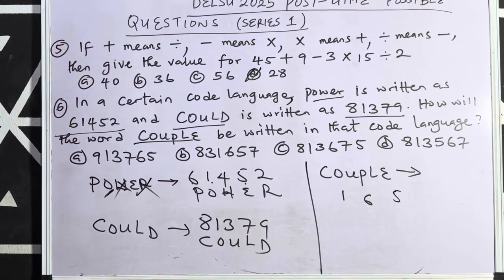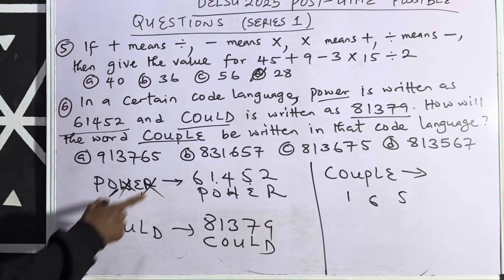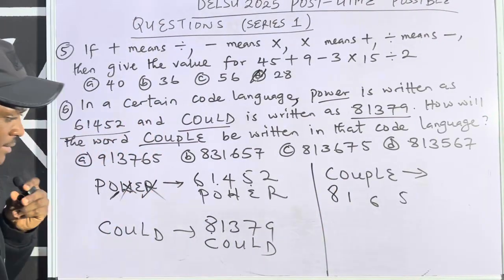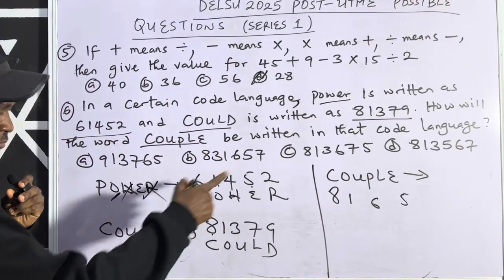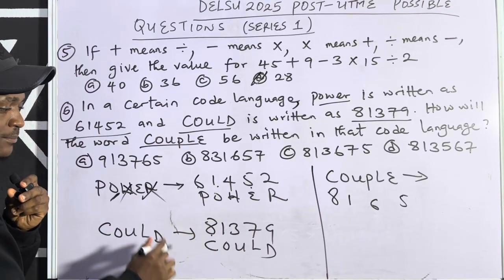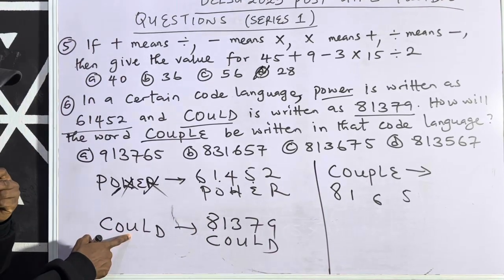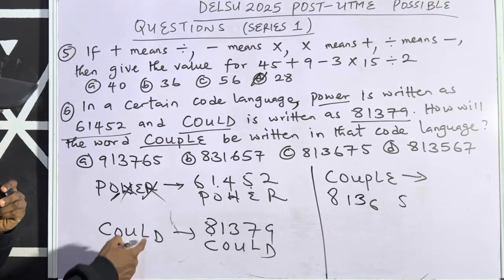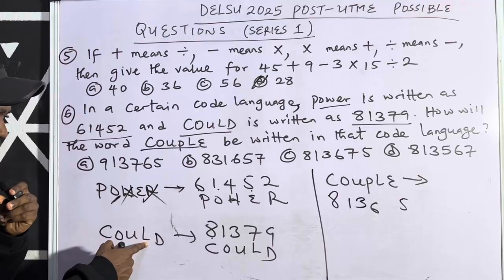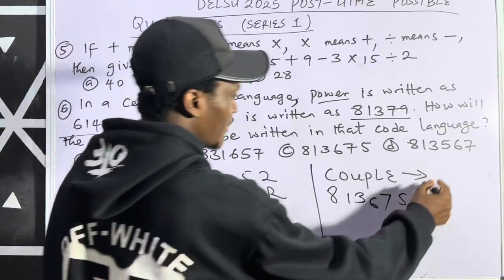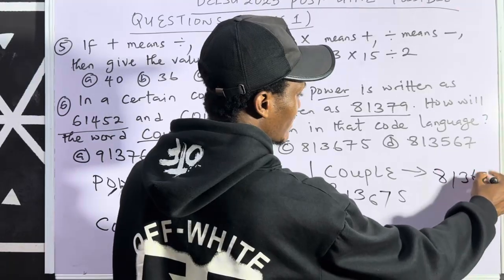So let's get it here now. Do we have C over there? Yes. And C is 8. So here is 8. Then do we have O? Of course, and it even happens to be the same, 1, 1. You see it now? Then U. Do we have U there? Yes. So U is 3. So you put your 3 there. Then do we have L? Yes, we do. L is 7. So here should be 7. We've gotten it. So that should be 8, 1, 3, 6, 7, 5.